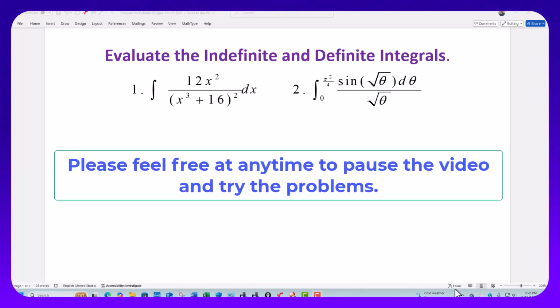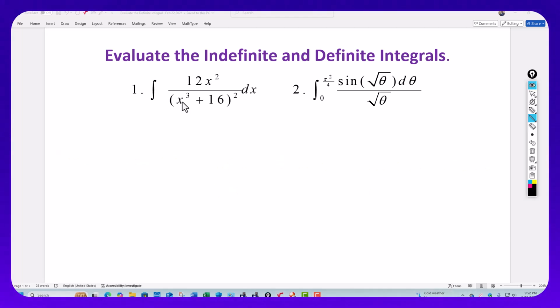In this video, we have an indefinite and a definite integral to evaluate. Now, if I look at the denominator here, I have x to the third plus 16 taken to the second power, and you can see the derivative of x to the third plus 16 is 3x squared. The most important thing here is that I get an x squared, and I have an x squared in the numerator. The constants can always be factored out, so no issue there. So this tells me that this should work out with a u-substitution.